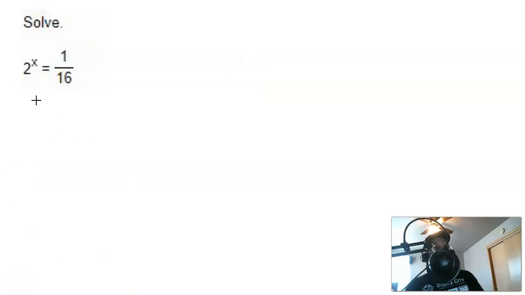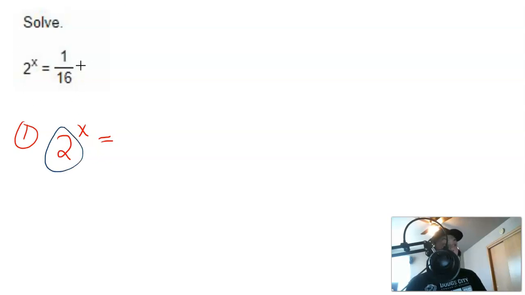So here we have 2 to the x power equals 1 over 16. So again, step 1, write both sides so that they have the same base. The left-hand side is already an exponent with a base of 2. So ideally, I'd like to rewrite the right-hand side as an exponent with a base of 2. Sometimes you might not be able to do that. Sometimes the numbers might not quite work out where that's possible, but most of these problems you should be able to do that.